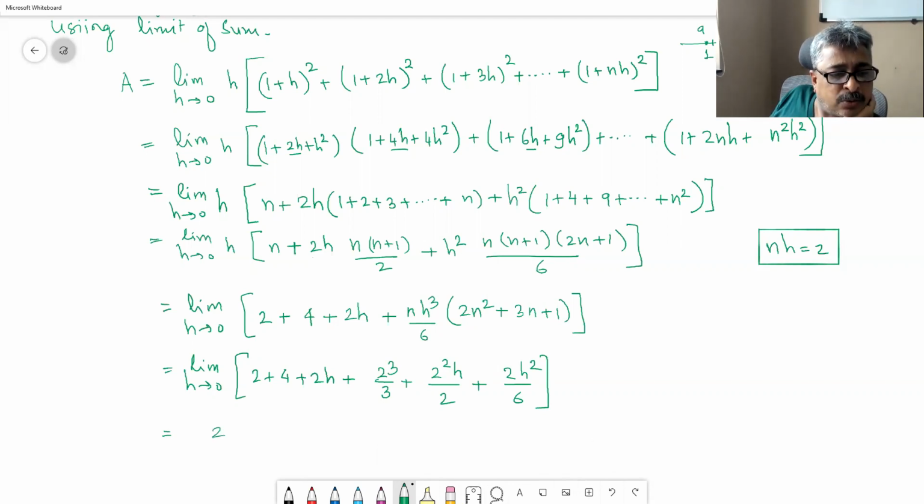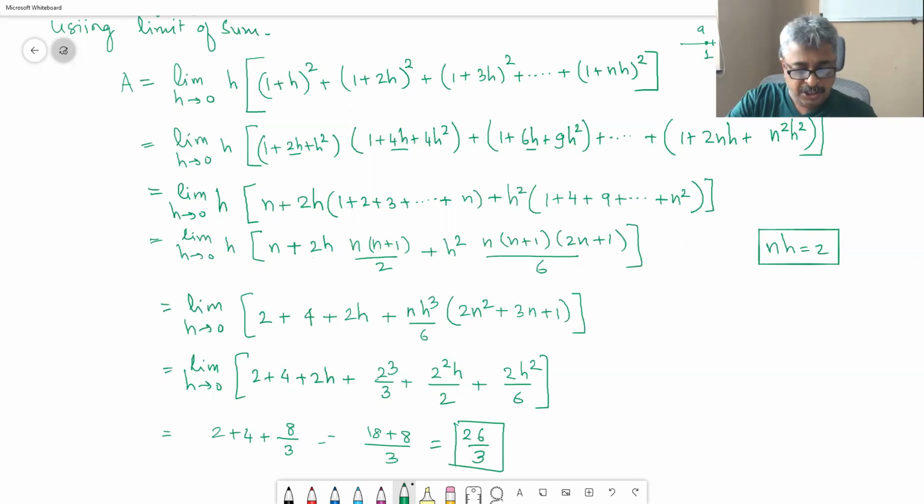Therefore, the answer is 2 plus 4 plus 8 by 3, which is equal to 26 by 3. So the area under the curve is 26 by 3.